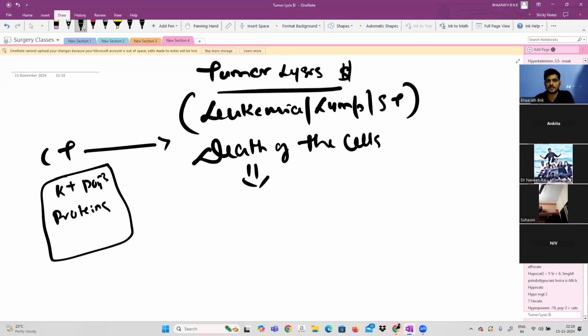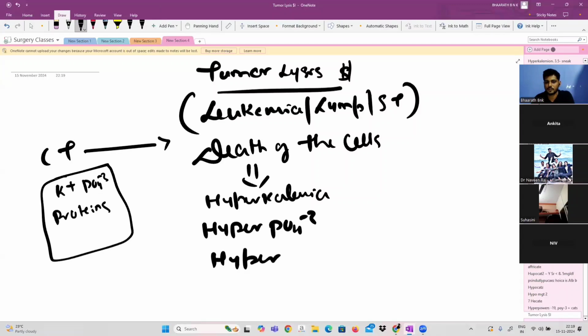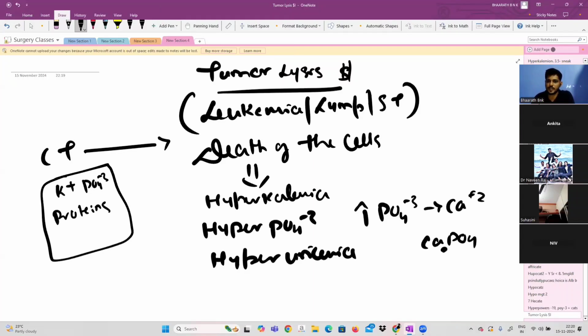So when they release this, there will be hyperkalemia, there is hyperphosphatemia, and proteins are released which eventually form uric acid. So hyperuricemia will be there. And this increased phosphate will bind to the calcium and form calcium phosphate that precipitates. So hypocalcemia, right? But if you observe, calcium is also present intracellularly, right?